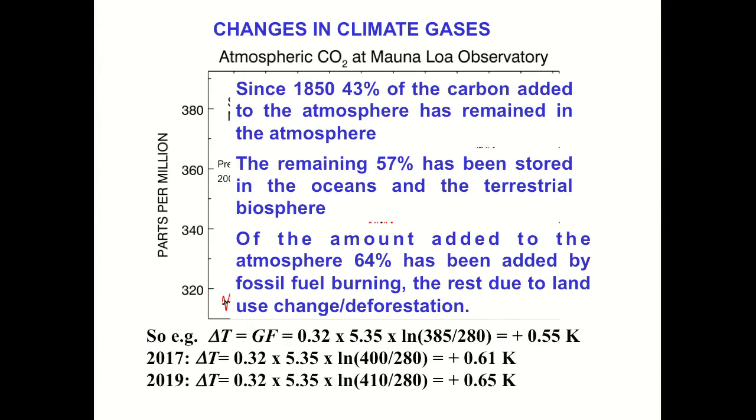So, using that simple equation, you can calculate the change in temperature from pre-industrial to, for example, 2017, and it's roughly about 0.6 Kelvin, 0.5 to 0.65 Kelvin, approximately. Remember, that's just the temperature change that would result from CO2 in the atmosphere. We're not talking about any of the other greenhouse gases which would also contribute.